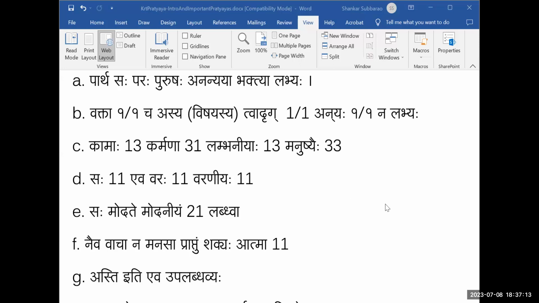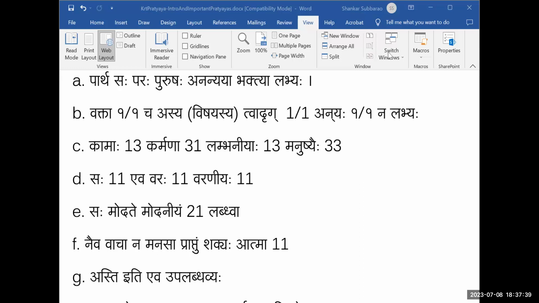Atma cannot be gained. Where is it gained? Shakyah means possible. Praptum shakyah: possible to gain. Atma is not possible to gain through the mind and through words. Or rather, instead of "and," it is "or" through words.